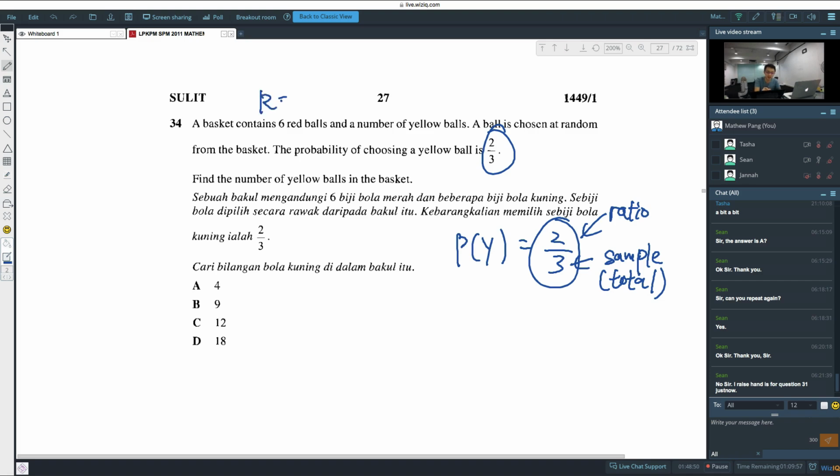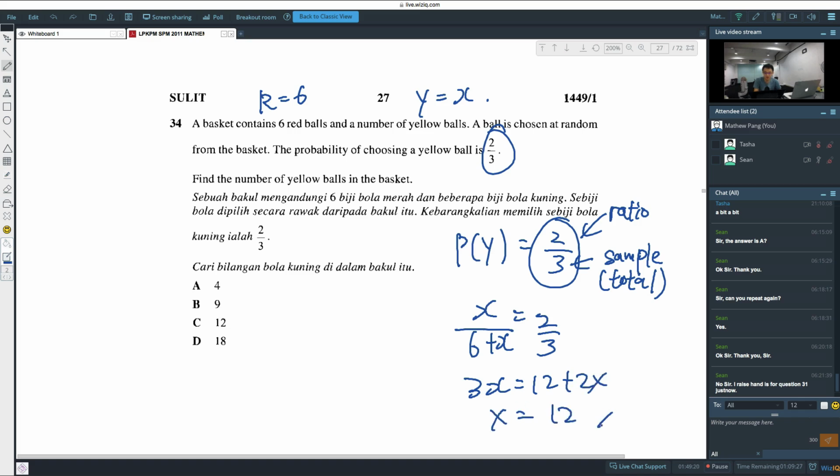Okay, so we know red color is 6. We do not know yellow, so I'm going to put it as x. The question asks me to find the number of yellow, right? So what I will do is solve this one. Yellow is x over the total number of yellow and red, which is 6 plus x, equals 2 over 3. Then I cross multiply. 3x equals 12 plus 2x. So x equals 12.